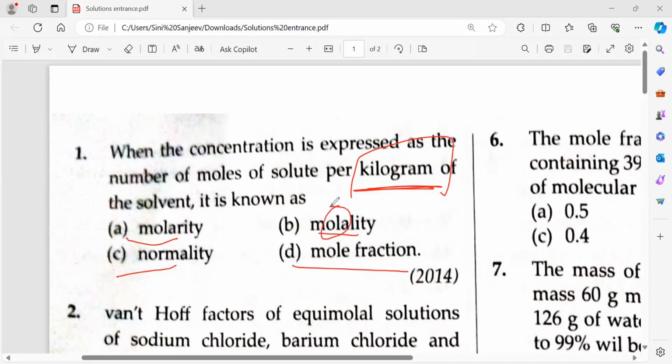Molality. Correct? Molality is not in liters, but in kilogram. If it is molarity, it is in liters. So the answer is option B, molality. This is a very easy question.